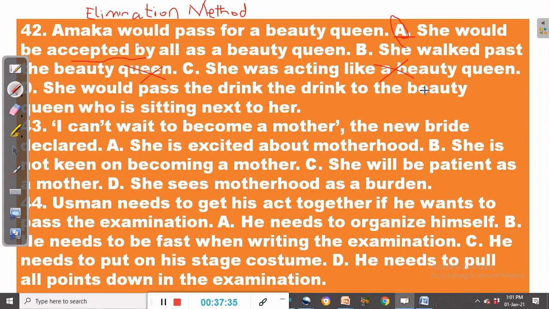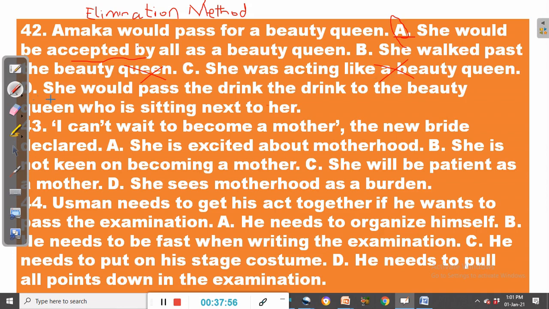Amaka would pass for a beauty queen, without telling us whether Amaka was acting like a beauty queen or walking like a beauty queen. It's not anything that has to do with Amaka's behavior, so we can cancel this option. So we have eliminated option B and option C.